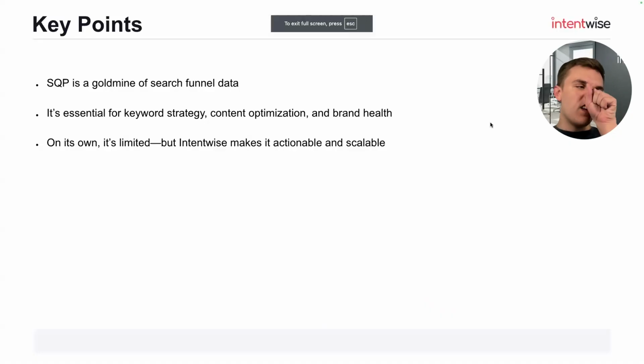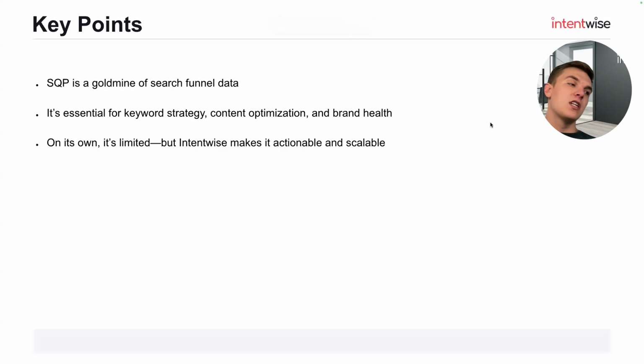So in summary there, a couple key points. Search query performance is going to provide us a gold mine of search funnel data. You saw how much data was listed there, and that was just an example, right? You're going to have a lot of data to work with here. But the difficulty is how do we sort through that?